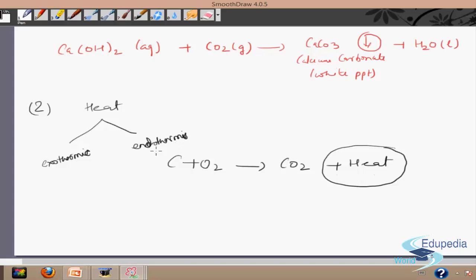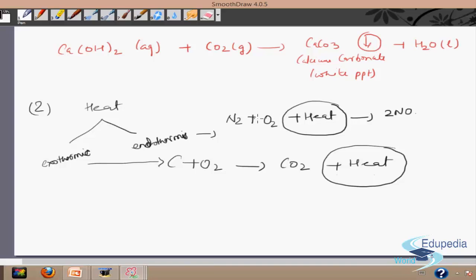And if the reaction is endothermic, for example, when nitrogen and oxygen are heated to a very high temperature, they combine to form nitric oxide, where lots of heat is absorbed in this reaction. So we can write here N2 plus O2 plus heat gives NO. This is a balanced equation. So we can write plus heat on the reactant side, right?